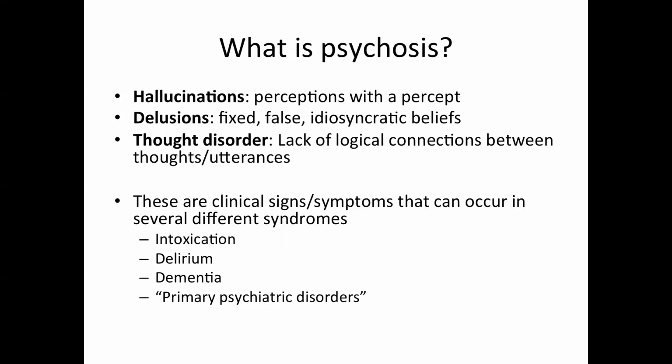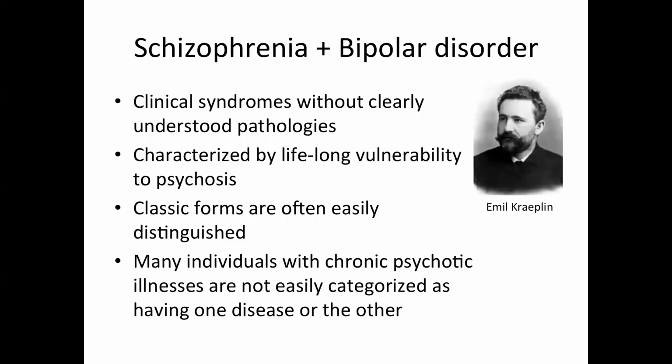Psychotic symptoms can occur as part of many different syndromes. For example, intoxication or withdrawal, delirium caused by an underlying medical illness, dementia, as well as so-called primary psychiatric disorders. Two such disorders are schizophrenia and bipolar disorder. As already discussed, these are clinical syndromes without clearly understood pathologies. They're characterized in part by lifelong vulnerability to developing psychotic symptoms.